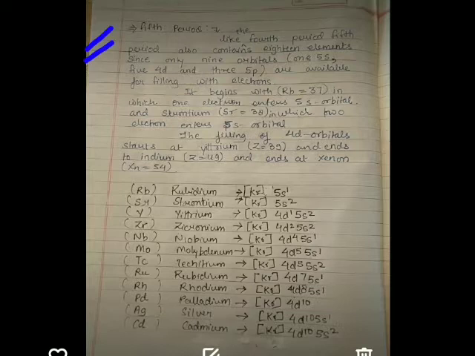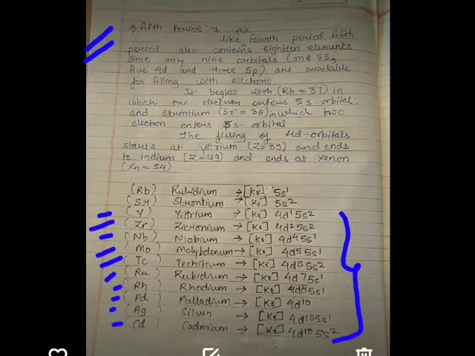So students, talking about the d block elements, here you can see the 4d series starts from yttrium. So yttrium, zirconium, niobium, molybdenum, technetium, ruthenium, rhodium, palladium, silver and cadmium. You can count, these are basically 10 elements. Okay, so the 4d series corresponds to 10 elements, and you can see the filling of electrons, the electronic configuration. For yttrium, the new electron will enter 4d1.